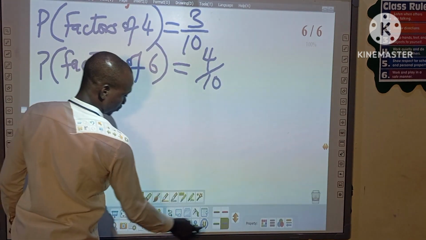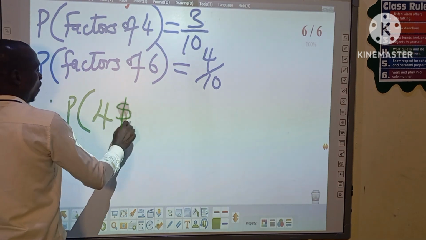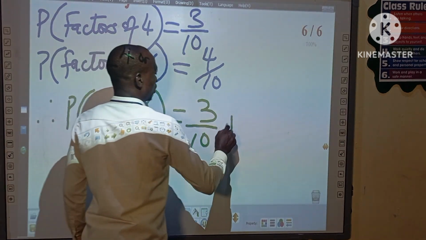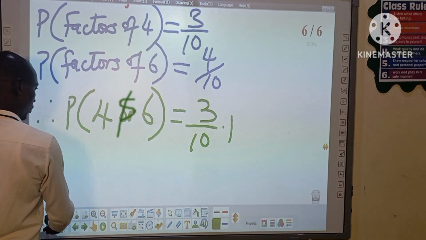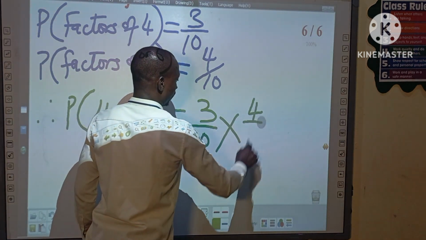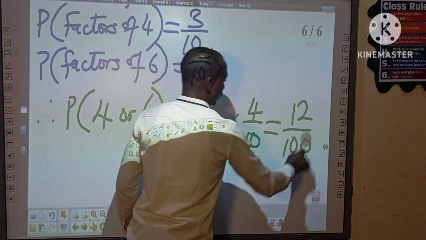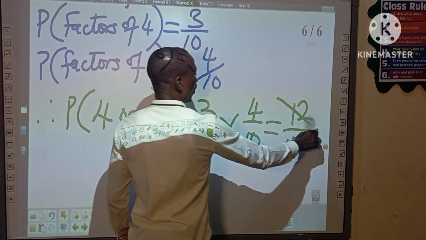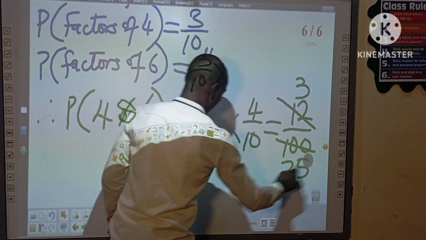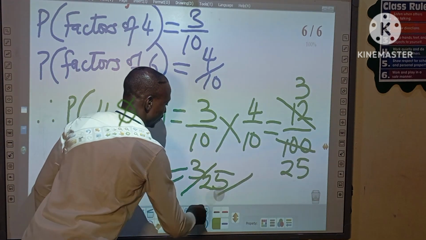Therefore, probability of 4 and 6 will be equal to 3 over 10 times 4 over 10, which is simply 12 over 100. We can break this down using 4. 4 here gives me 3, 4 here gives me 25. So our final answer will be 3 over 25.